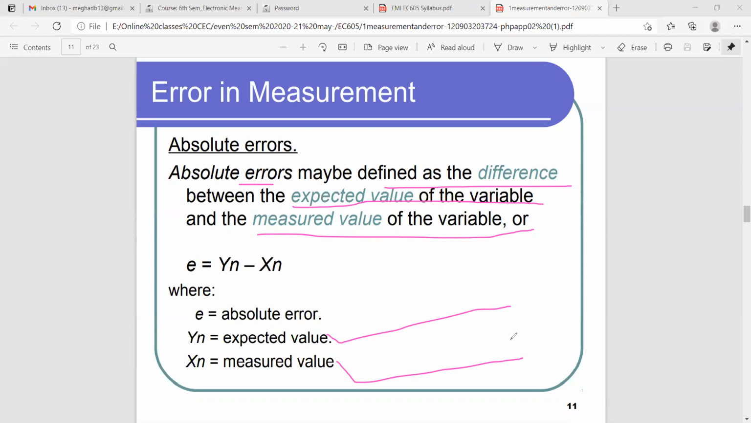It may be a 0.0001 difference also, but there will be a difference. So absolute error is equal to the expected value, that is yn, minus the measured value. This is very, very important, because if you're asked to find the absolute error of any variable, then you have to use this particular formula.